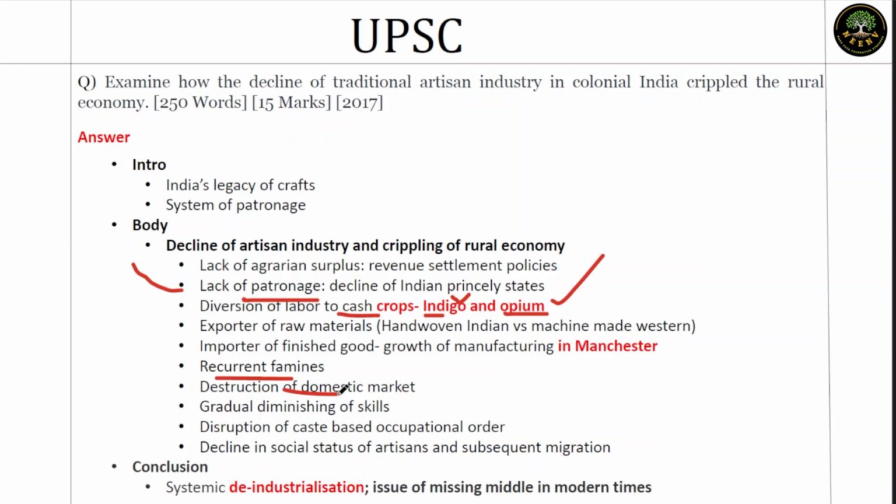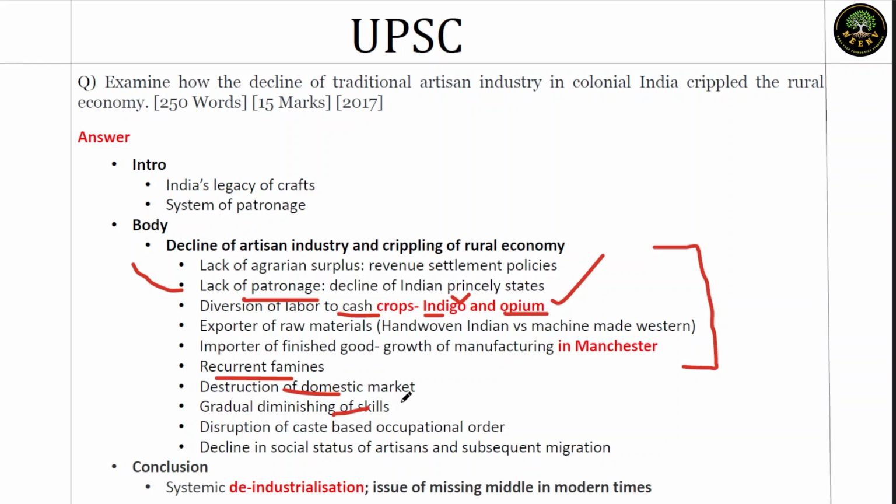Destruction of domestic market. With all these reasons, the domestic market will get destroyed. Once the domestic market doesn't exist, you cannot build only for exports. You need a robust domestic market to keep things going, and that gets destroyed. Then gradual diminishing of skills will also happen, because these are skills that have been imbibed over generations and they stay active when things keep going like that. When it gets disrupted, the diminishing of skills takes place.